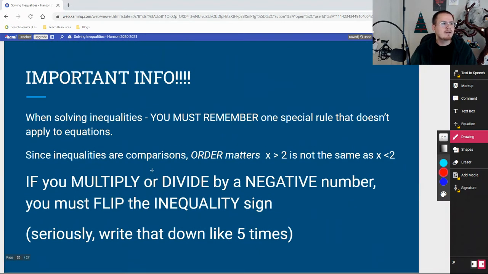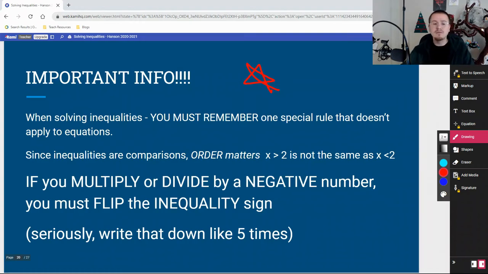All right, now here's the thing. This is important. There's one special rule that you have to follow when you're solving inequalities. If you multiply or divide by a negative number, you have to flip the sign. So if you had a greater than, it now becomes a less than. If you had a greater than or equal to, it now becomes a less than or equal to. You have to make sure that you make that happen when you multiply or divide by a negative number.